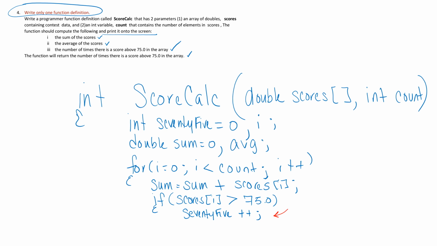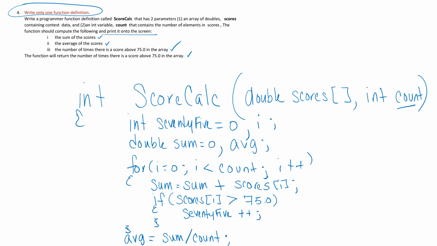Then what do we need to do? We need to calculate the sum, calculate the average. So after we go all the way through the whole loop, we need to calculate the average. So then the average equals the sum divided by the count, right? So that's how many are in there. Count is an integer, but sum is a double. So therefore it will do double math and store the result in the average.